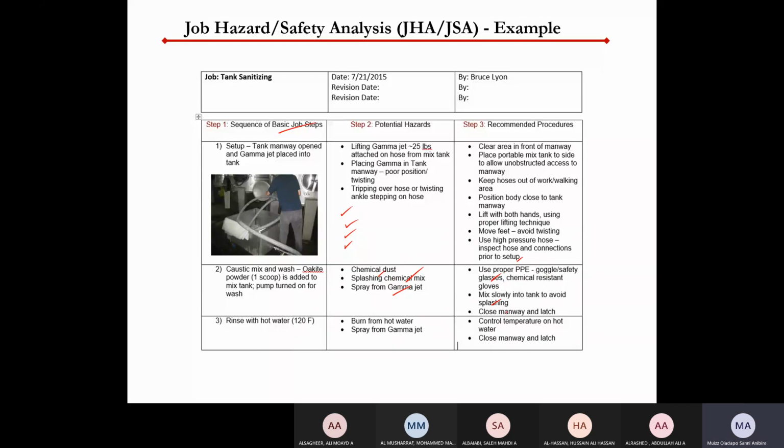Close the manway tightly. Now this is for the hot water, when you have hot water, because you have spray from the gamma jet. So control the temperature of the hot water and close the manway tightly. So these are examples of this.